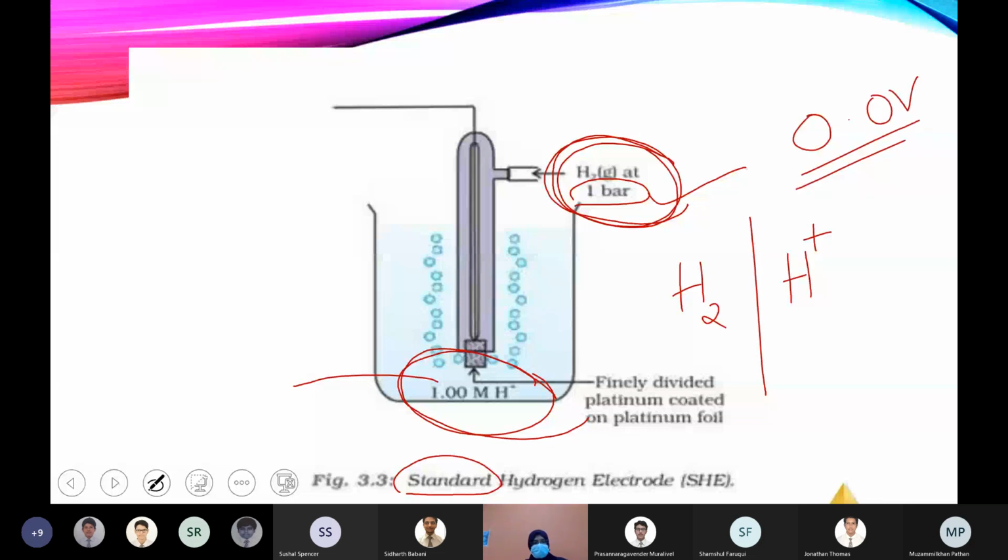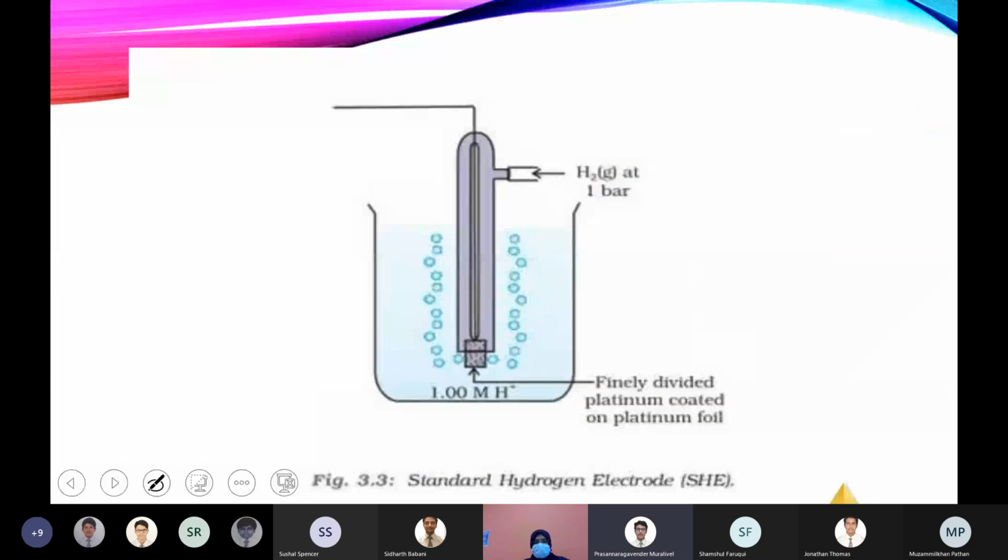I think there is a question. No, ma'am, I was about to ask about the potential. Okay. Actually, the potential created at the interface of hydrogen and H+ will not be zero. There will be some potential created, but it is so small that we take it as 0.0 volt.